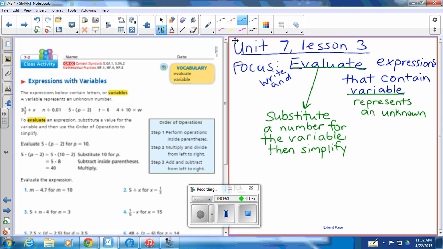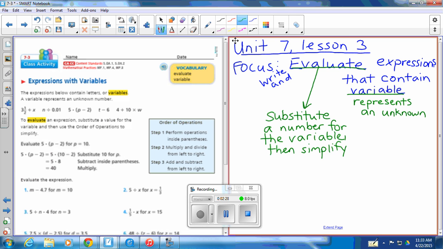Okay, so that's our focus for today. So if you look over here on your student activity book, page 243, it says the expression below contains letters or variables. A variable represents an unknown number. Okay, so there's lots of different expressions here that contain a variable, which means there's an unknown number. We want to work on evaluating those expressions by substituting that value for a variable, and then use the order of operations to find that evaluation and simplify.